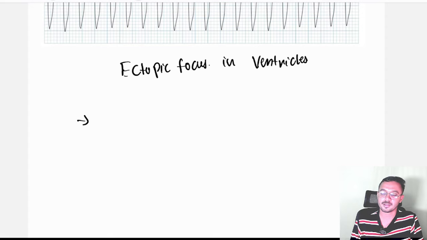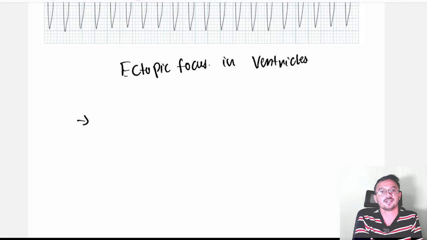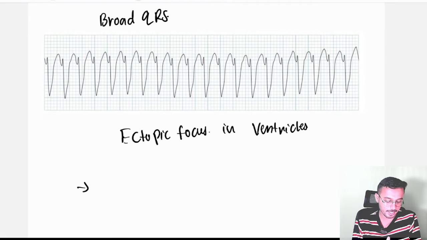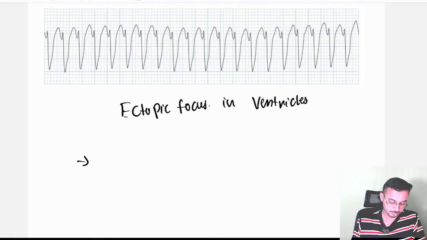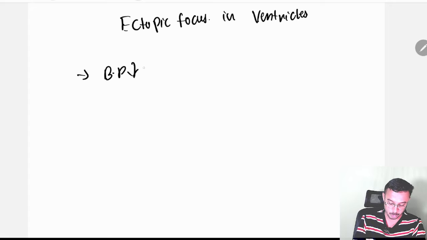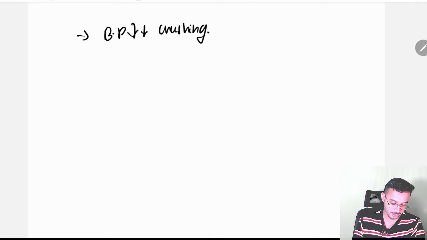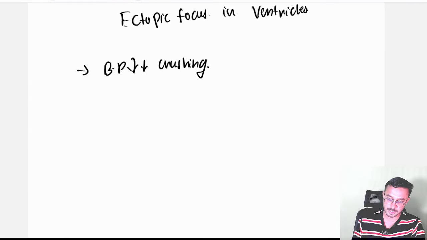So here, same thing: if the ectopic focus is present in the atria, that is atrial flutter. If the ectopic focus is present in your ventricle, that is your ventricular tachycardia. Here broad QRS is found in this condition. So the heart is beating very very fast, and that's why the BP of this patient will become very low, or crushing BP. BP will get crushed in this patient. So that is called pulseless.